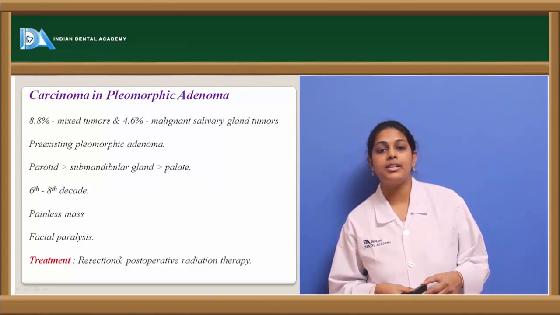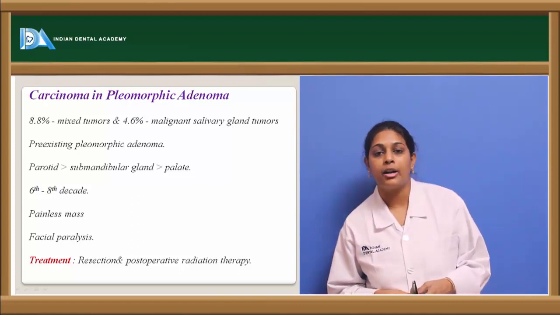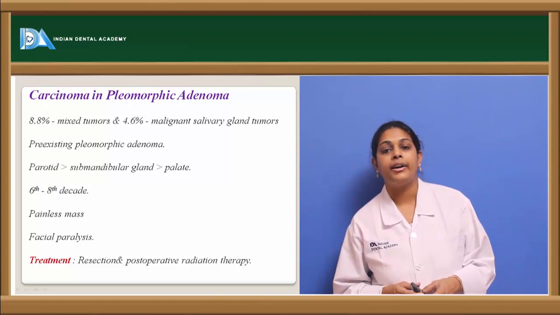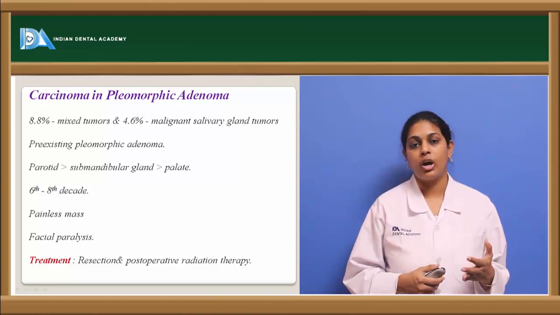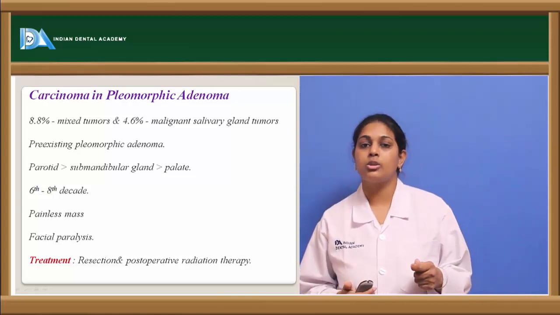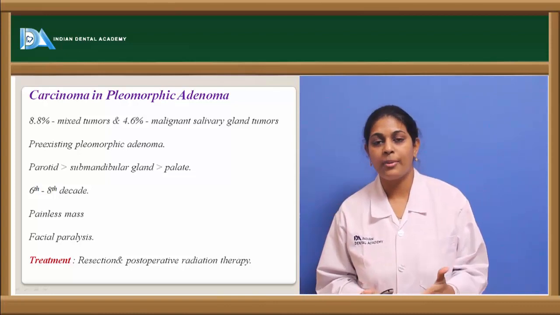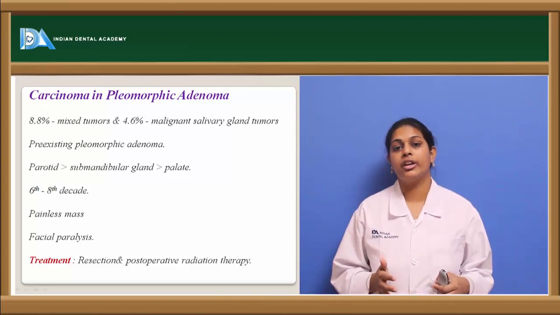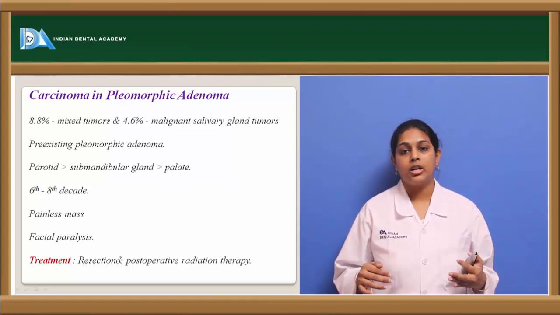It is most commonly seen involving the parotid gland, followed by the submandibular gland, and then come the minor glands, that is, the minor glands of the palate. So these are the locations where carcinoma in pleomorphic adenoma occurs. The most common age group is a wide range, from 51 years to 90 years.